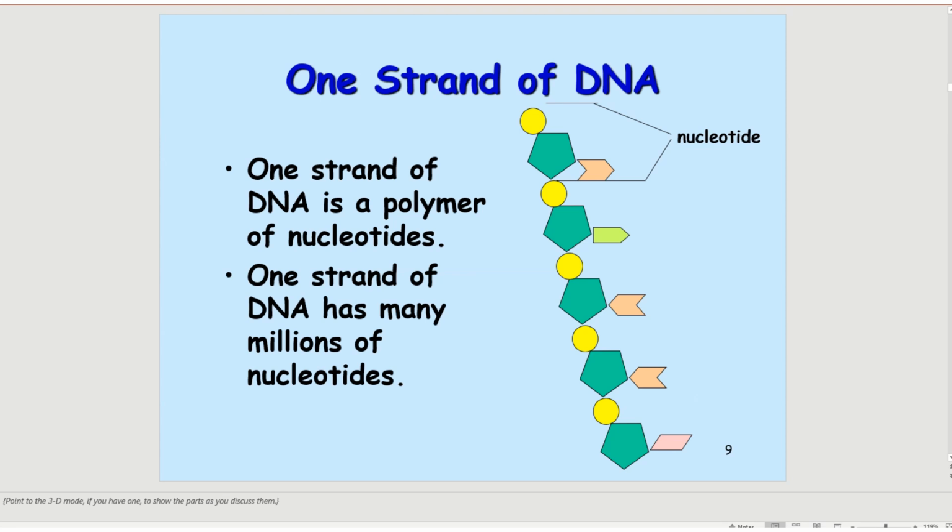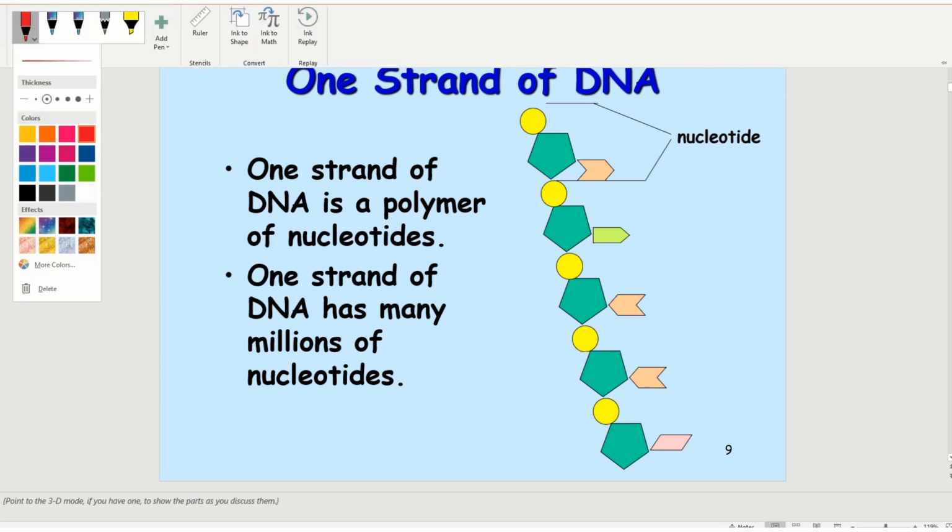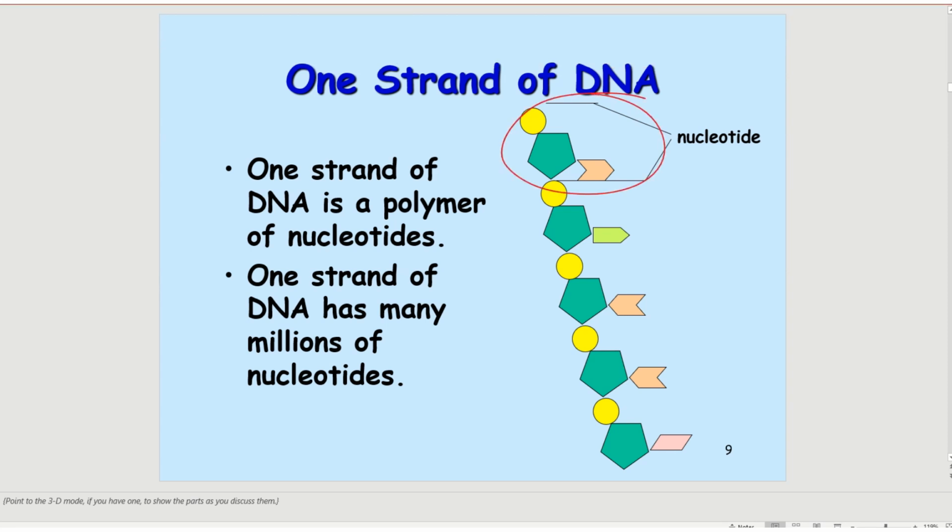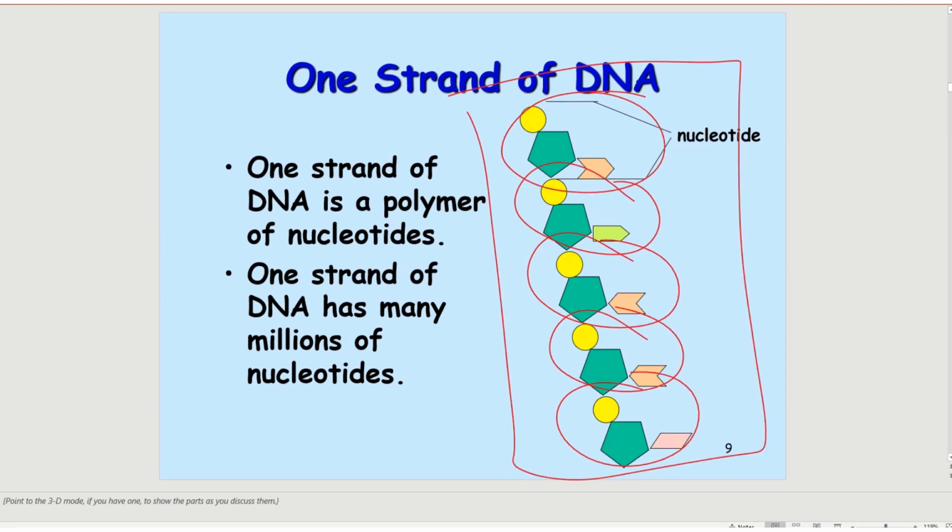So one strand of DNA is a polymer. Poly means many of nucleotides. One strand of DNA has many millions of nucleotides. So it's exactly what I keep saying over and over again. This is a nucleotide. That's a brick. This is another one. That's another brick. And together, all of this is the wall that is a nucleic acid. DNA or RNA. Depending on what again? Depending on the sugar. Remember? All right, so very important.